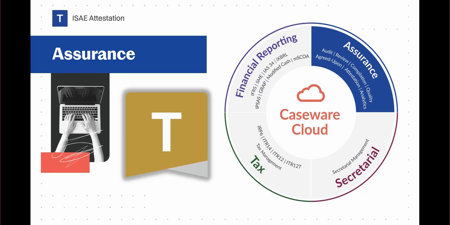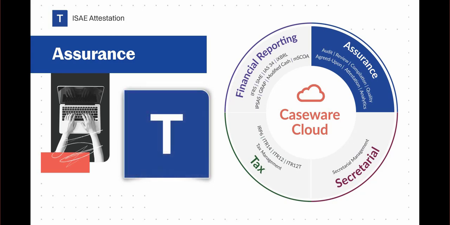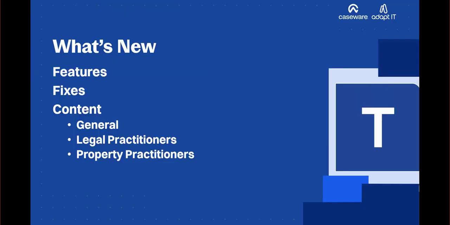ISAE Attestation is our streamlined legal practitioner and property practitioner trust account assurance engagement app. The Attestation now has a brand new logo to fit in with the new Caseware brand. Let's take a look at what's new. Firstly, looking at features, then some fixes, and lastly content. First of all general, then for legal practitioners, and after that property practitioner.